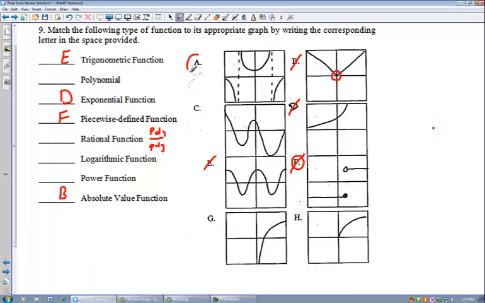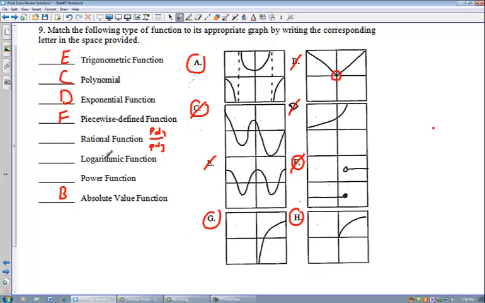You have a, you have c, and you have g, and you have h. Okay. Hopefully you can figure out one of these. A polynomial is a really nice function. So this is the nice one, c. So that's a polynomial. Now you're left with a, g, and h.